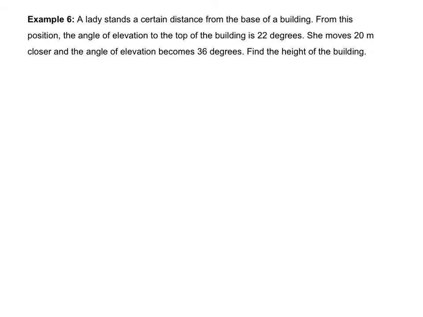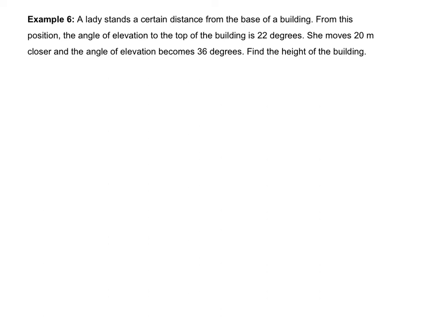So in 6, a lady stands a certain distance from the base of a building. From this position, the angle of elevation to the top of the building is 22 degrees. She moves 20 meters closer and the angle of elevation becomes 36 degrees. Find the height of the building. Now sometimes, look, it can be good to draw these things separately. So I'm going to show you this strategy for drawing them separately here.